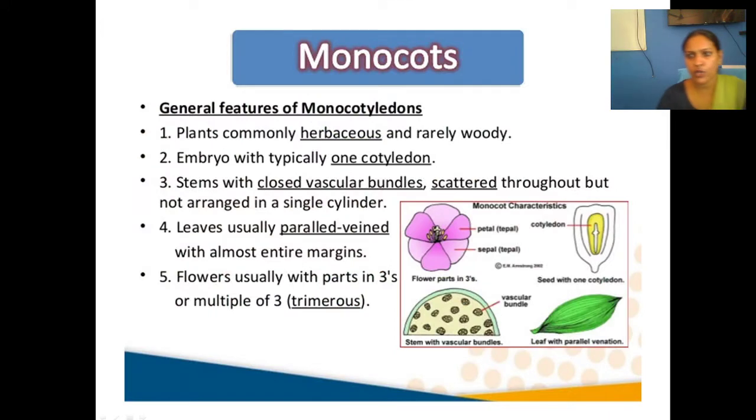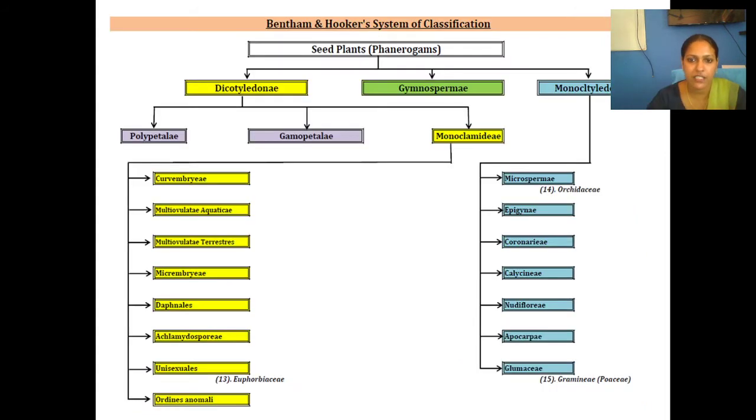So what is a monocotyledon and what are the features? Again, we'll have a discussion on that. The general features of monocotyledons are that they are mainly herbaceous plants. Woody plants are very rare, and you could see only a single cotyledon, and there is a closed vascular bundle since there is no cambium, and the leaves have parallel venation, and you could see the trimerous condition. Multiples of 3 can be seen in the petals.